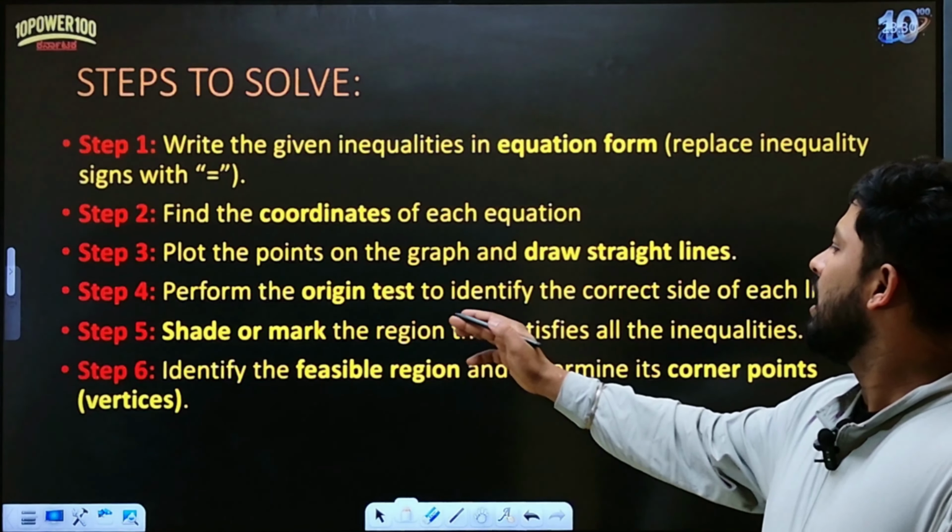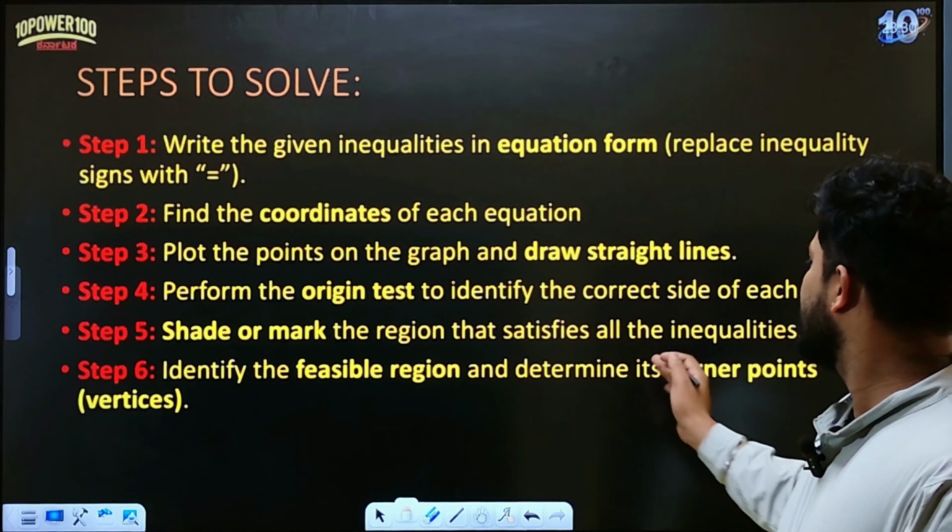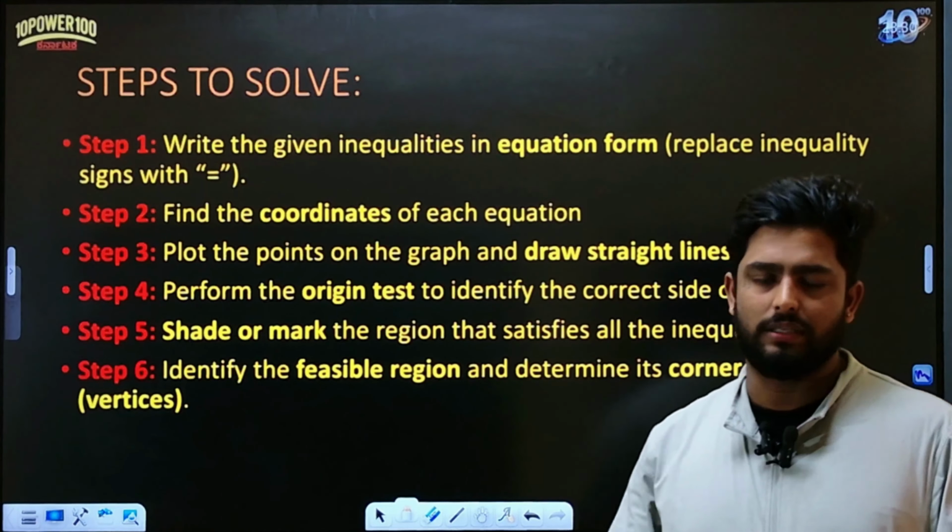And next one, shade or mark the region that satisfies the inequalities. After the origin test, you have to shade that in the graph sheet. I'll teach you what it is, and identify the feasible region, and also the corner points. So these are the actual steps.